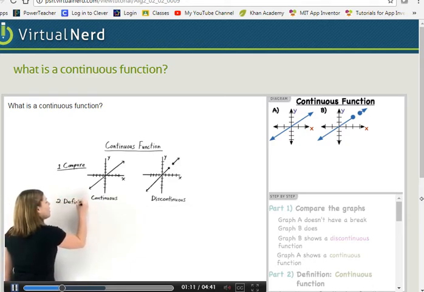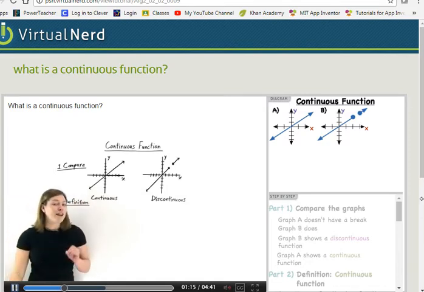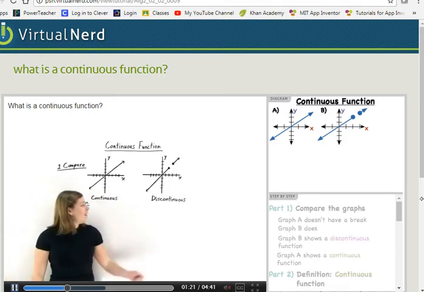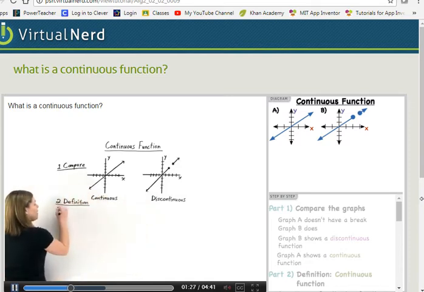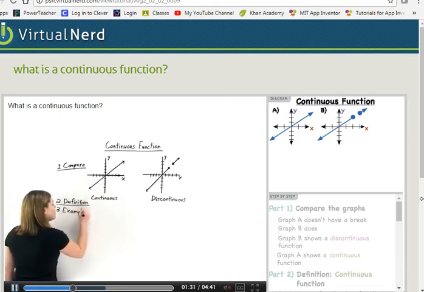So now that we've seen an example of a continuous function, let's take a look at the definition. A continuous function is a function whose graph does not have any breaks or jumps. If there's a break or a jump in the graph, it's a discontinuity, and that represents a discontinuous function. So let's take a look at some graphs and see if we can identify if they are continuous or discontinuous.